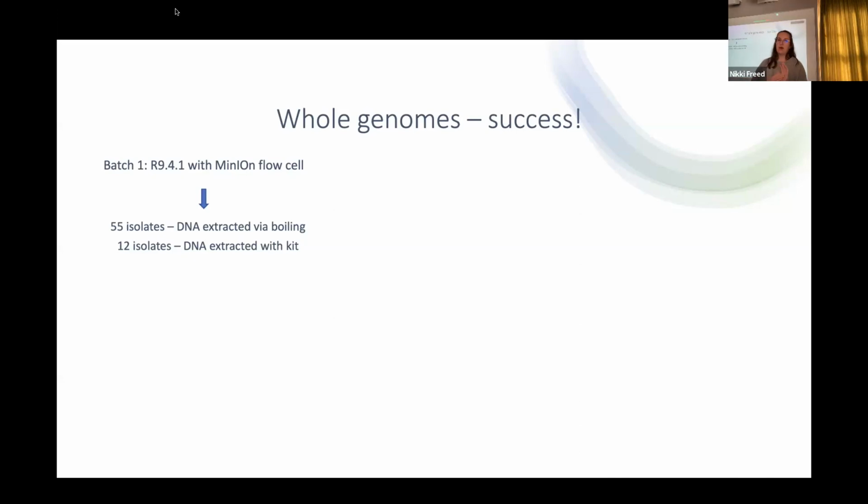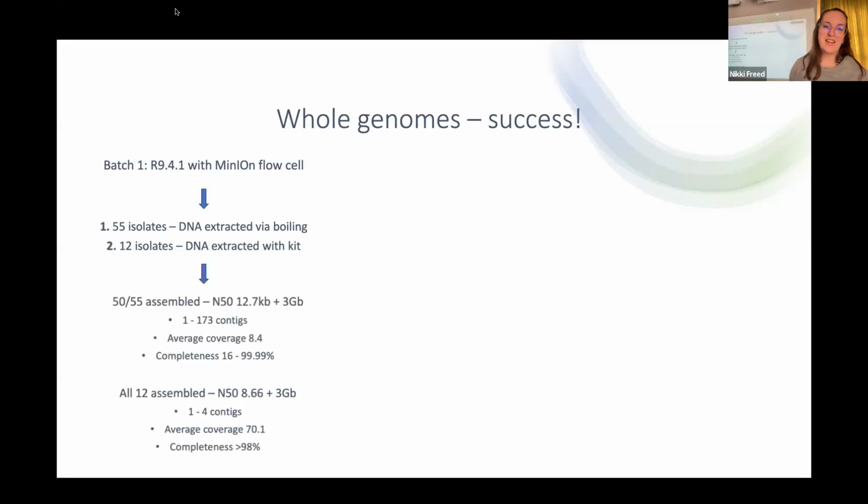We used the old chemistry, so that was the 9.4.1 flow cell, Bennion flow cell chemistry. What Sophie and Esme did was extract DNA from our isolates with the boiling method, and then I subsequently did it with a kit, and you'll see why in a second. Essentially we found that the boiling method just wasn't giving us the DNA quality that we'd hoped for when working with nanopore flow cells.